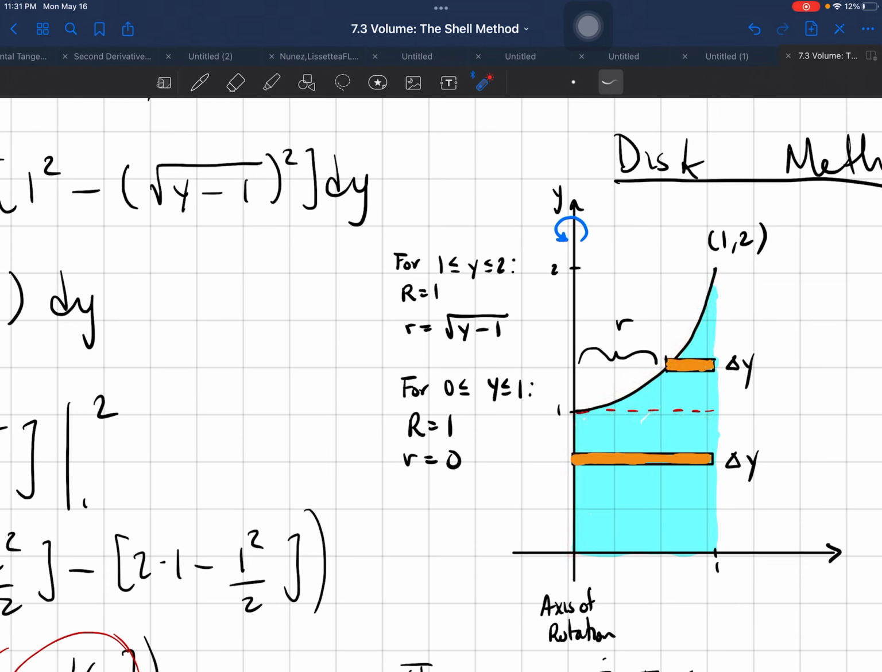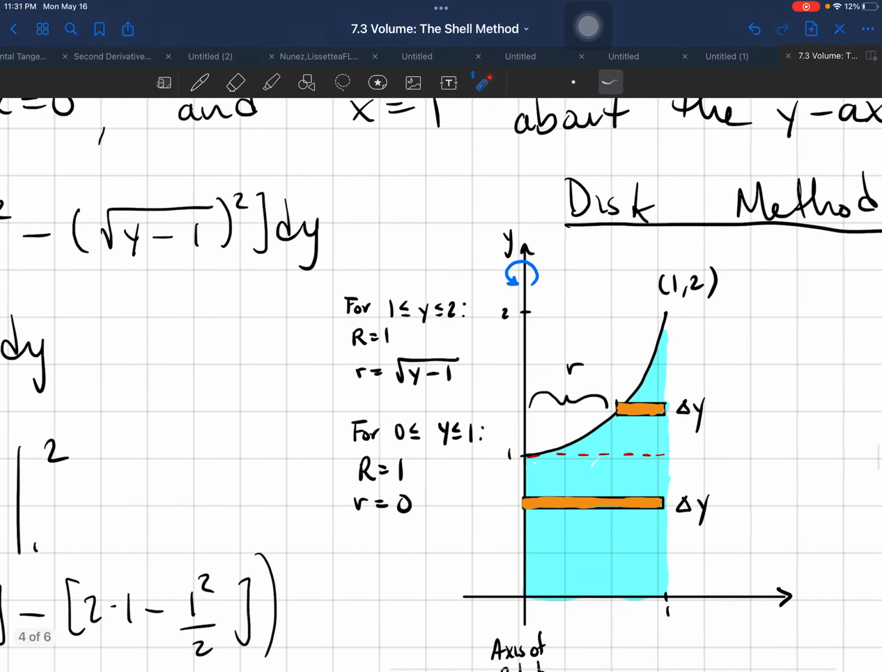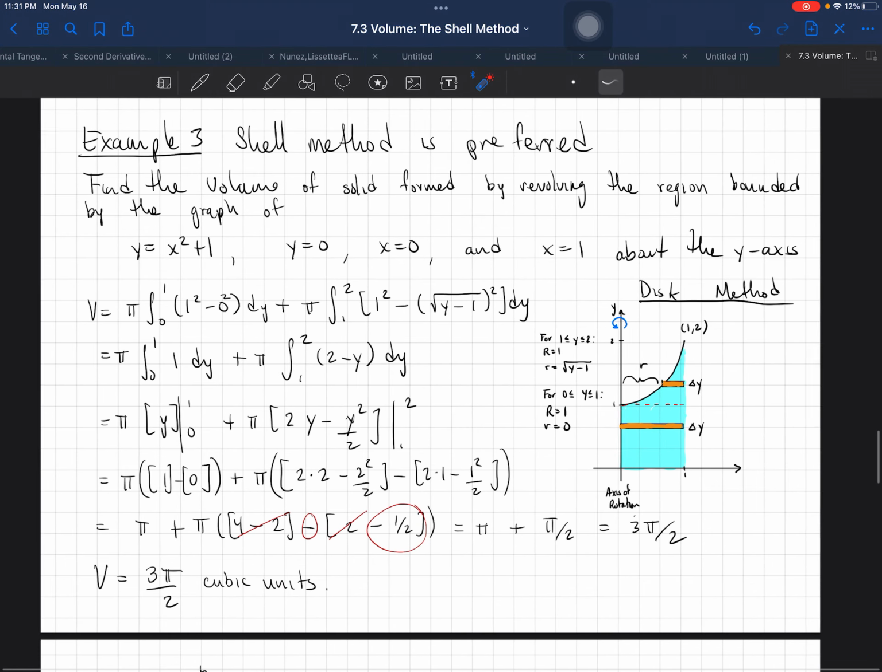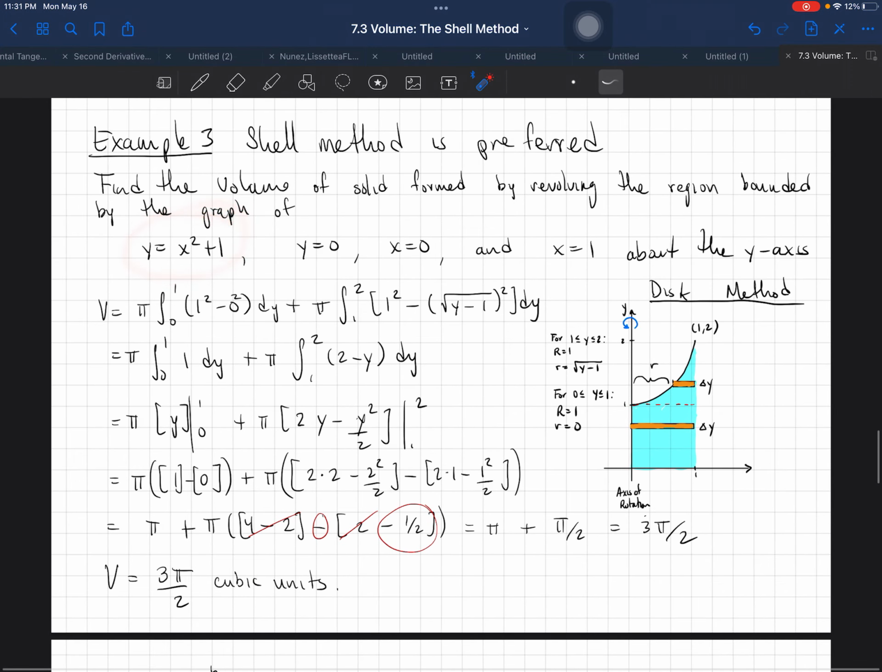For example, this radius right here will be r. So you have to solve for r to be able to solve for x to find this radius. From this function, solve for x: by subtracting 1 and then taking the square root, that gives us this right here. So between 1 and 2, the big radius is 1 and the small radius is square root of y minus 1.